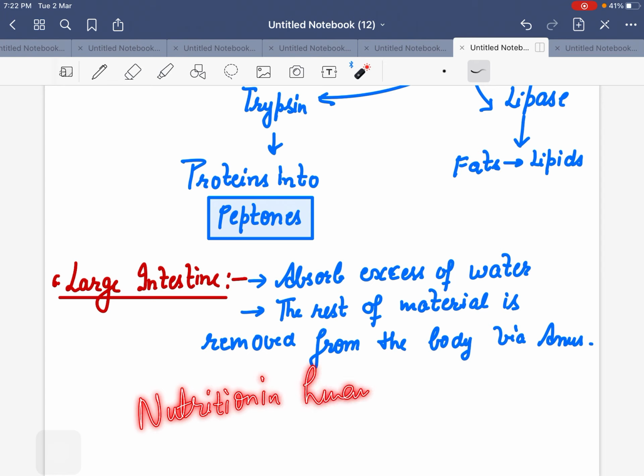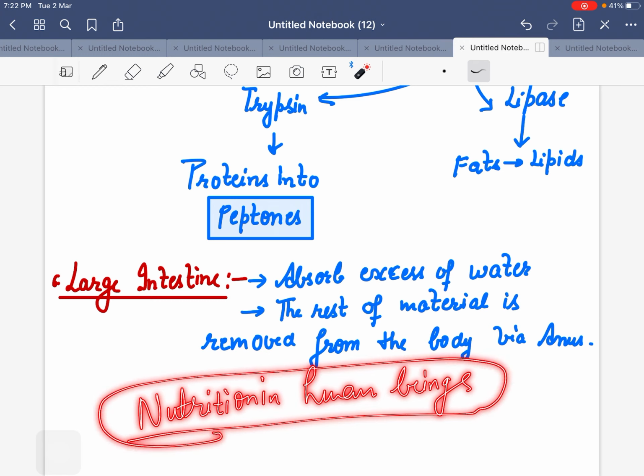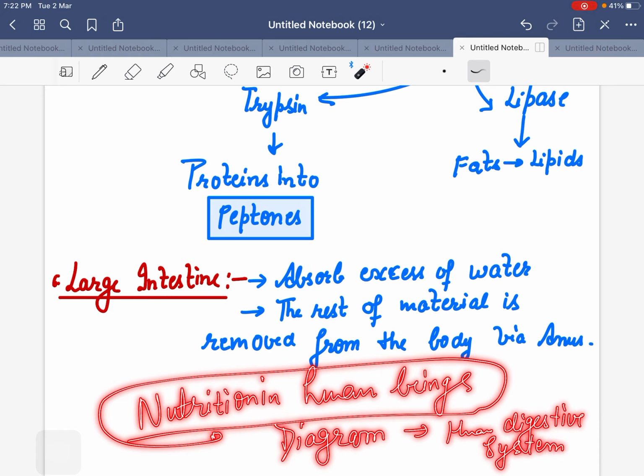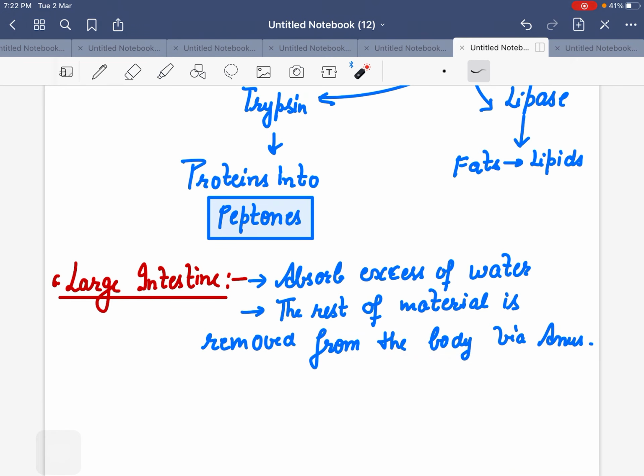I think you are clear with this picture, and in tomorrow's lecture I'm going to teach you a very, very important diagram, which everyone fears, I don't know why, that diagram of our digestive system. I will make a quick video on this, and you are going to draw this structure with me, so that there should not be any phobia. Next time when you are sitting for your board exam, you should be confident. Every child should be confident that we can do this, right?